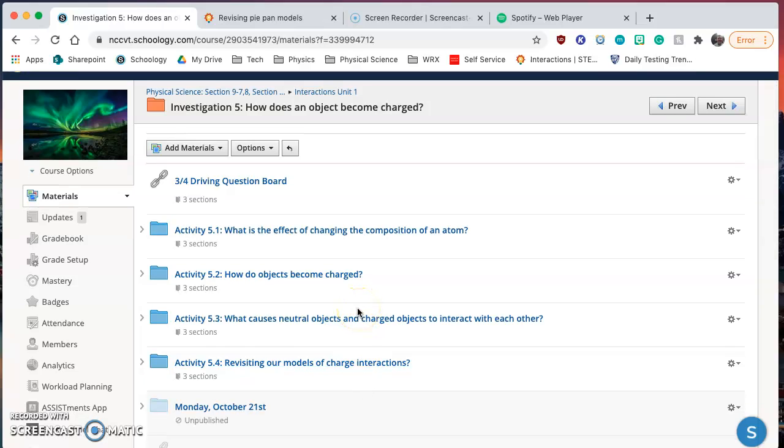So we've been talking about charge throughout the whole unit. But investigation 5 has really brought that into the big picture. And so our big questions were, what is the effect of changing the composition of an atom? How do objects become charged? What causes neutral objects to interact with charged objects? This last section, we are just revisiting any models that we've made in Unit 1, specifically the Pi plate model interacting with the Van de Graaff generator.